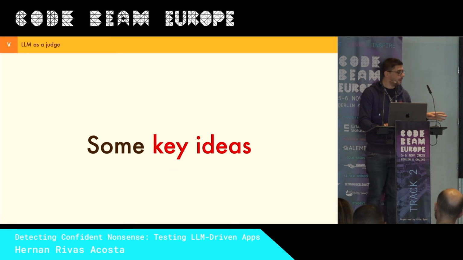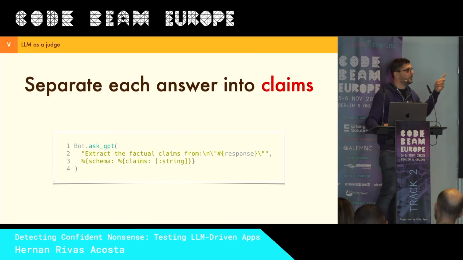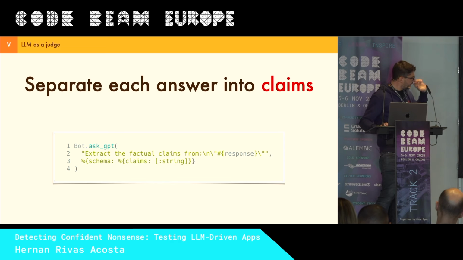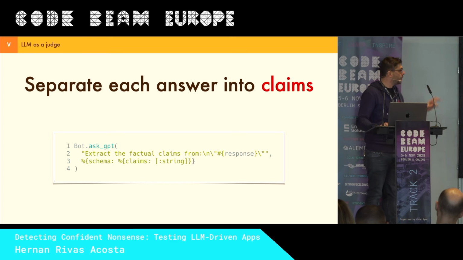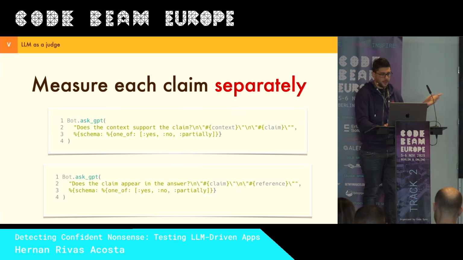So some key ideas, quick ideas that you can use: separate it into claims, with a schema. I'm saying if you get this response, separate it into multiple claims. So if I say Einstein was born in the 1800s in Germany, then Einstein was born in Germany and Einstein was born in the 1800s. Those are two claims, and you can test those separately. And then again, you minimize the potential for errors here. Here I'm measuring them separately.